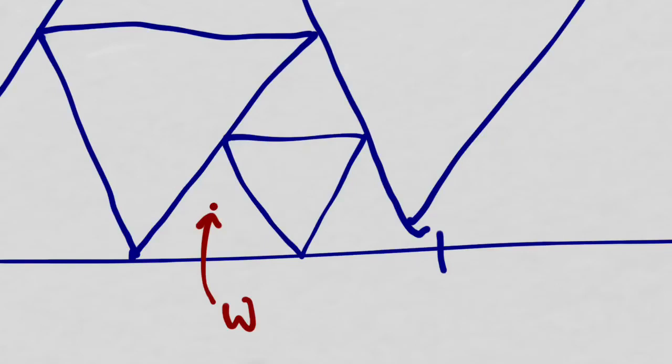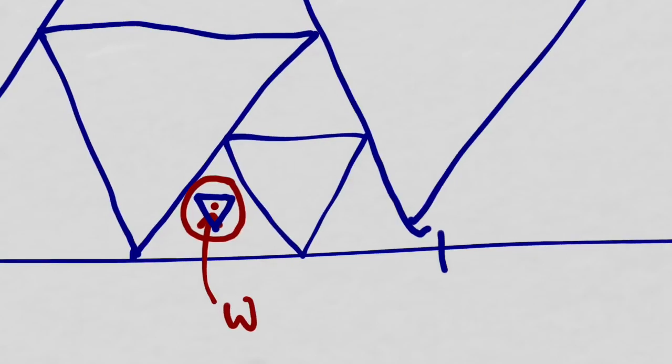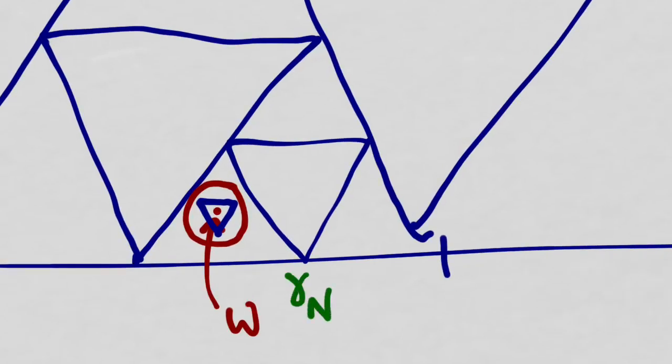Something that will be important for us is if we draw a disk around this point, so there's a certain disk of radius r, then no matter what this radius is, for any positive real number, we can actually find a triangle completely contained in the disk, which includes the point w. So this triangle we often refer to as gamma capital N.